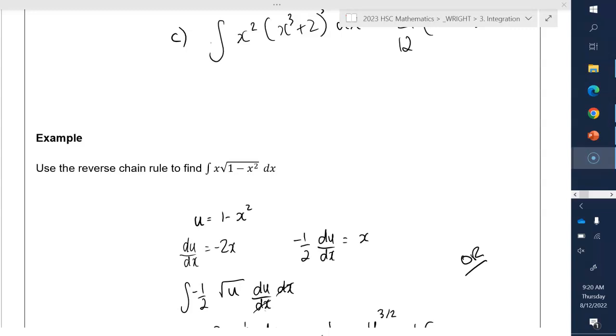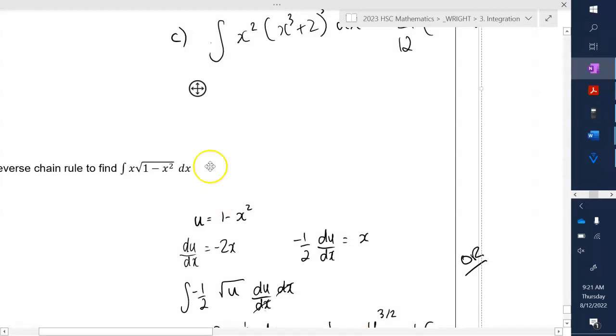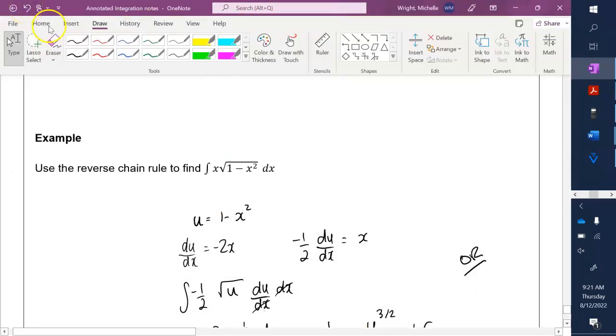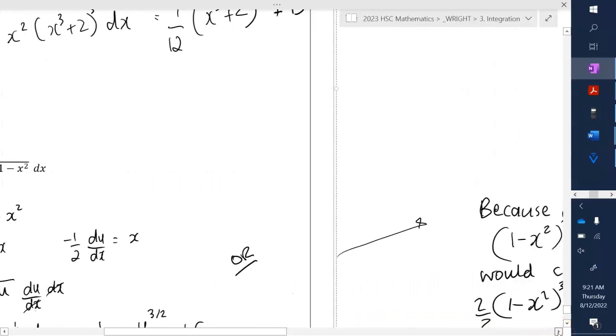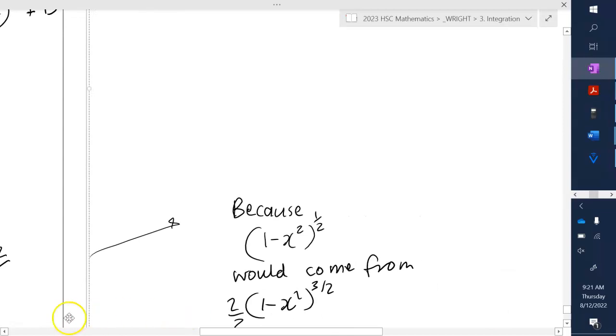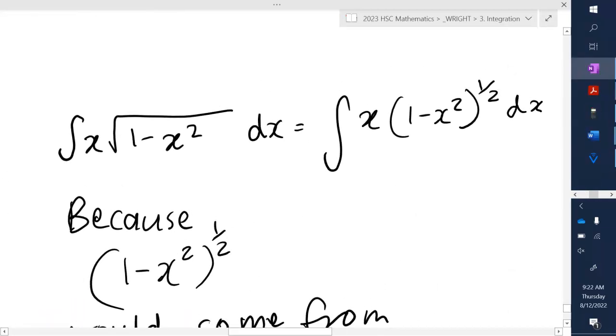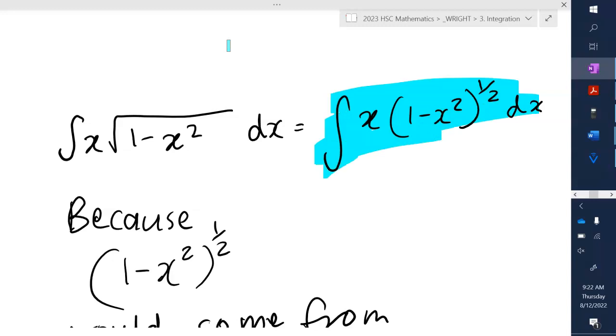But I'm going to do the second method, the one that was similar to the question above, first, and we'll do a couple of them. So let's move over. I've done that over here. So I've just written out our question again. So here's our question on the left here, and I've just written that again with a power of a half. So this is what we're basically trying to find.